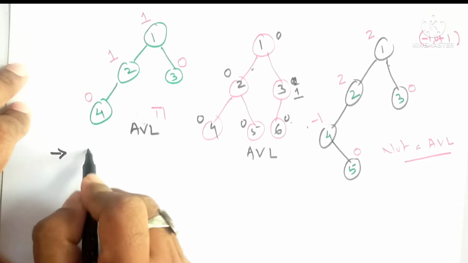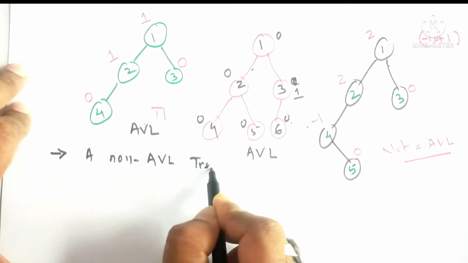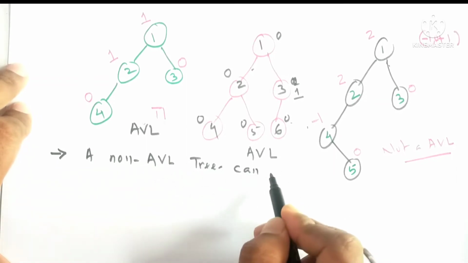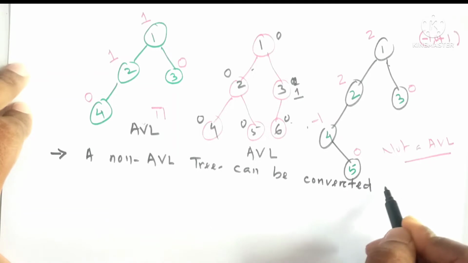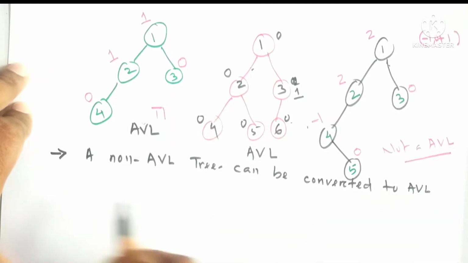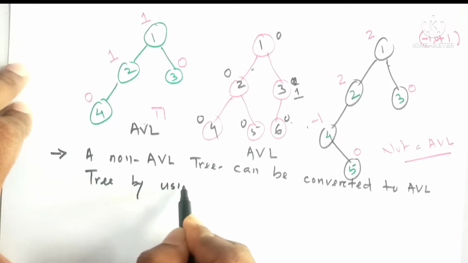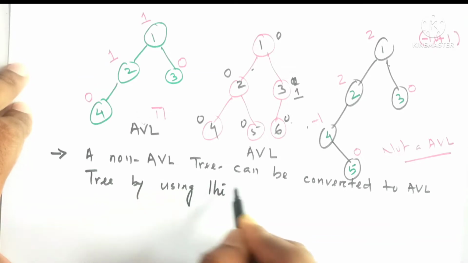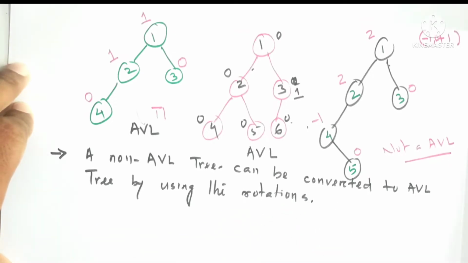So next, a non-AVL tree can be converted to an AVL tree by using rotations. We have 4 types of rotations available.